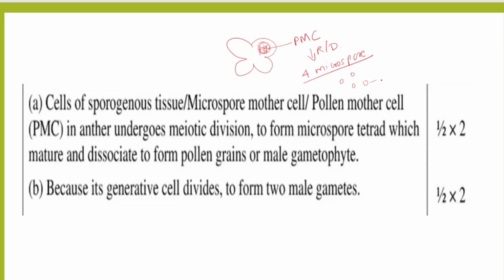Why are they called male gametophytes? Because they are the gamete-producing structures. Inside that, a generative cell will form, which divides to form the male gametes. So since it is producing male gametes, it is called a gametophyte.